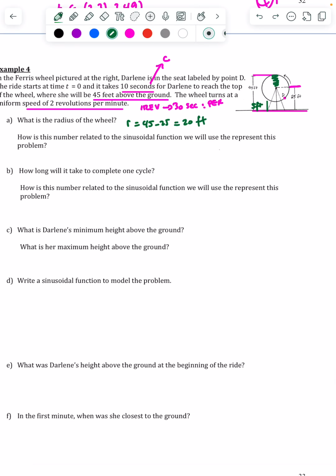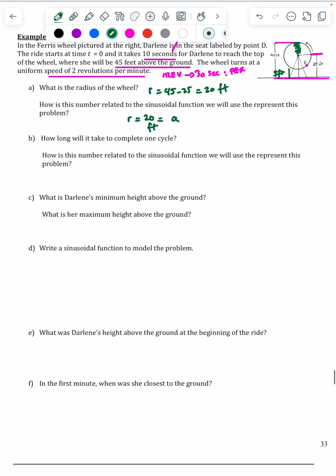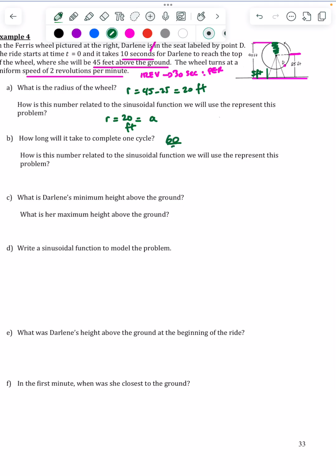How is this number related to the sinusoidal function we will use to represent this problem? So the radius is equal to 20, which is technically A, right? Or 20 feet. That's really A. How long will it take to complete one cycle? We just said 60 seconds or 1 minute per 2 revolutions. So 60 seconds per 2 revolutions, which is 30 seconds. That's the period. How is this number related? Just mentioned that the period is equal to 30 seconds.